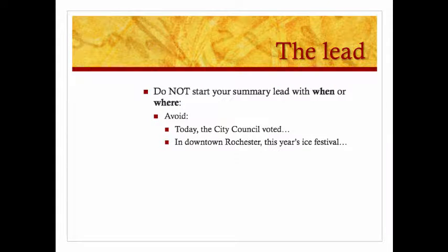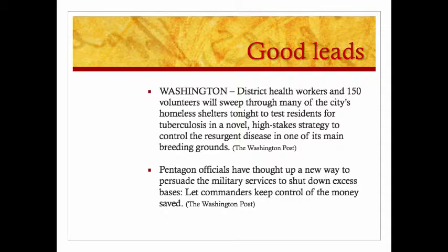Do not start the summary lead with when or where. These are the least important key facts, when something is happening or where. So delay those for later in the first sentence or the second sentence of the lead. Let's look at a couple of examples of good leads.